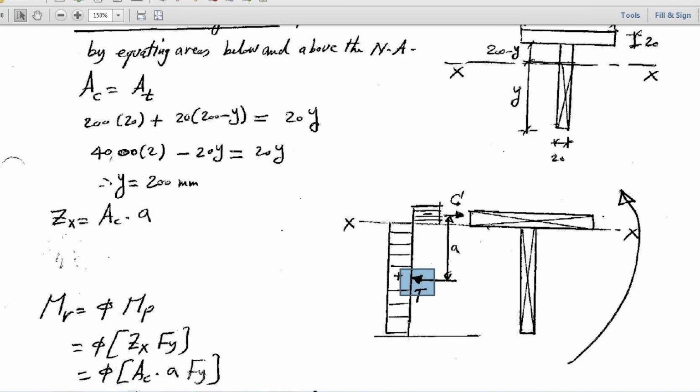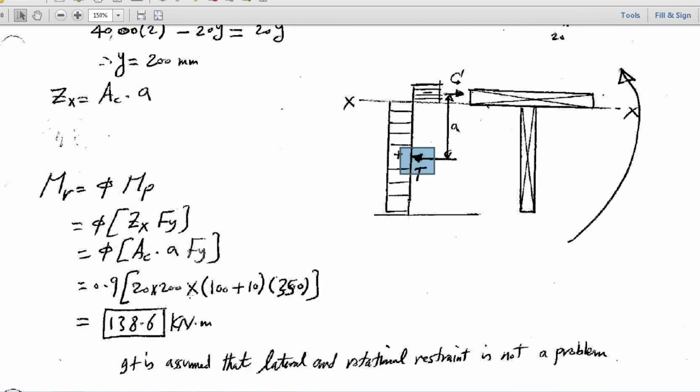Yeah, you remember when we proved that Zx equals A sub C times a? Or we can calculate it by taking the moment of forces here. But here we calculate Zx as cross-section area times a. And a here is known because you know the centroid of that web, which is half the height. The centroid of this one is half the height of the flange. So in this case, a will be half the height of the web plus half the height of the flange.